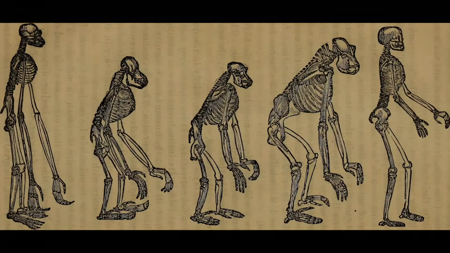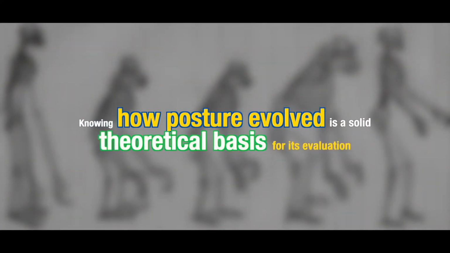Knowledge of how human posture has evolved can provide us with the sound theoretical foundation for its evaluation. The adaptations that predicated our ability to assume a position of upright stance on two legs, or bipedalism, provide valuable insights into what activities we are and are not suited towards.